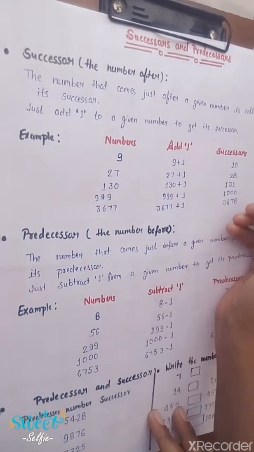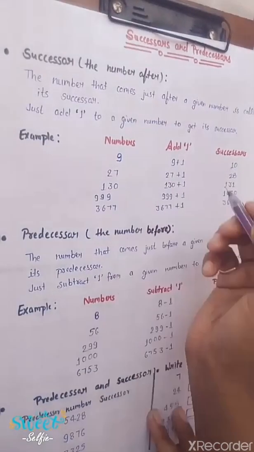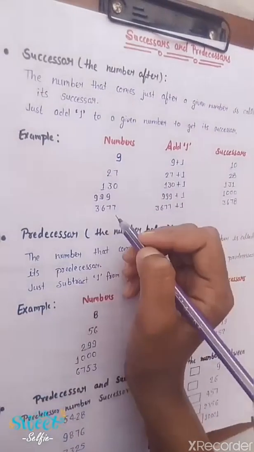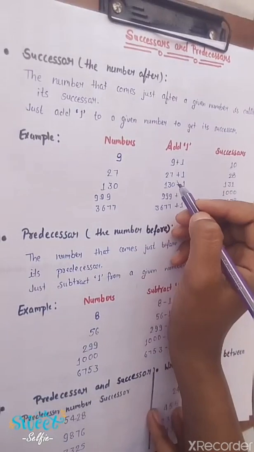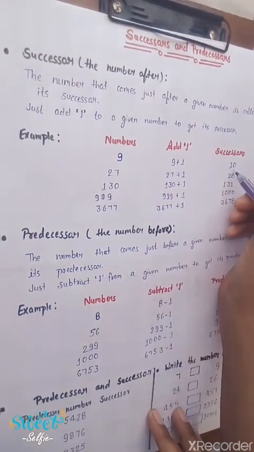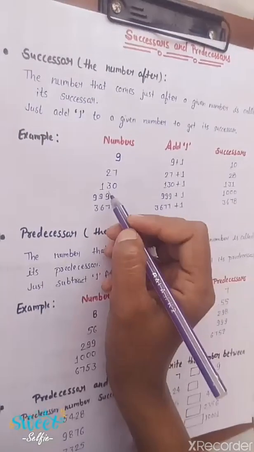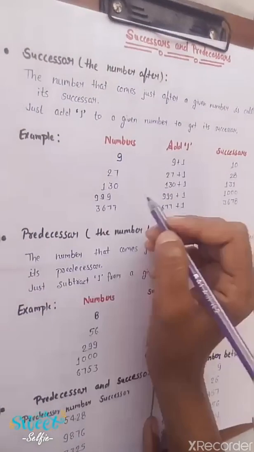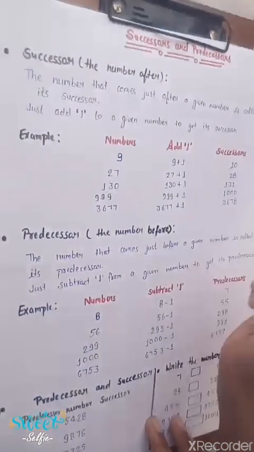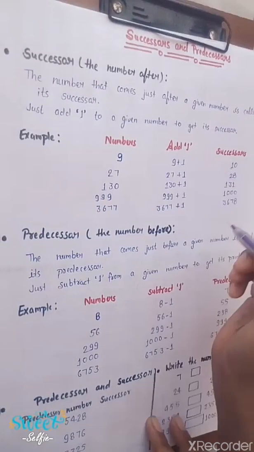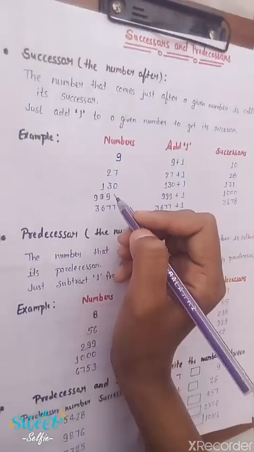So 9 plus 1 is equal to 10. So 10 is the successor of 9. In the same way, 27: we will add 1 to 27, so 27 plus 1 is equal to 28. The next example is 130. In 130 we will add 1. Now we get 131. 131 is the successor of 130.